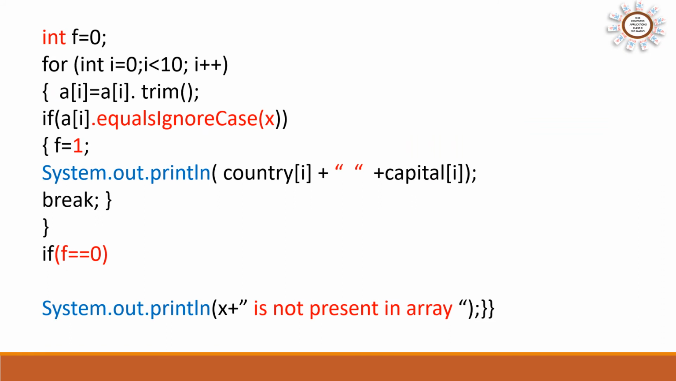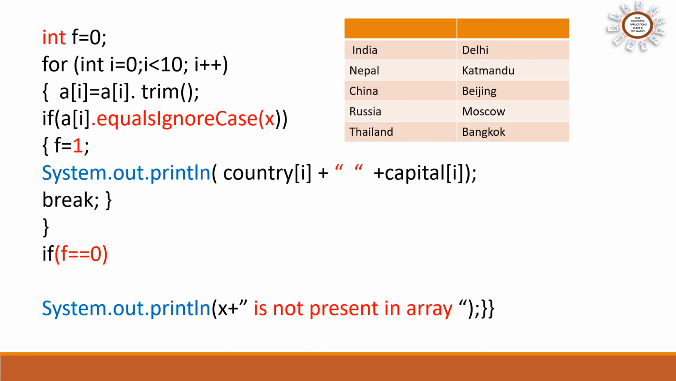int f is equal to 0. If we are getting the country, it will change to 1. For int i is equal to 0, i less than 10, i plus plus. So one by one, the country and the capital will be accessed. So here we are doing country[i] is equal to country[i].trim(). That means if in the country's name any space is there, it will be removed.